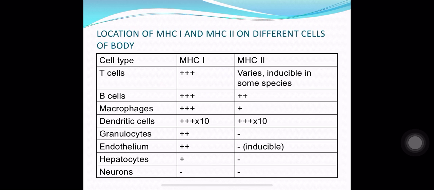Now, what is the location of MHC1 and MHC2 on different cells of the body? MHC1 molecules are present on almost all the cells of the body except the neurons: on the T cells, B cells, macrophages, dendritic cells, granulocytes, endothelium, hepatocytes, etc. Except neurons, on most of the cells of the body, MHC1 molecules are there. While MHC2 molecules are not present on all the cells of the body, they are present only on the antigen presenting cells, that is the T cells, B cells, macrophages and dendritic cells.